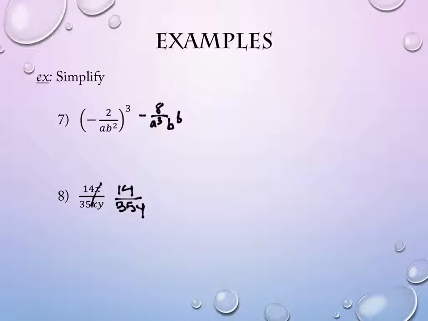Okay. There's one more step. Can somebody help Macy with one more step she could do with the 14 and the 35? Alyssa. Yeah, what do you see on that one, Alyssa?